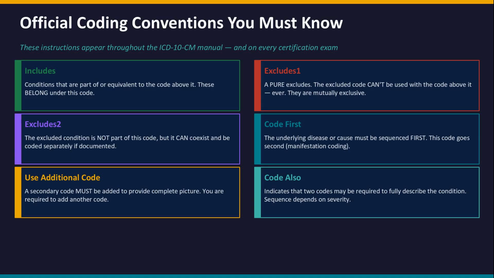Fifth, use additional code. This is an instruction that says you must add a secondary code to capture the full clinical picture. It's not optional. If the guideline says use additional code, you use it. Sixth, code also. This indicates that 2 codes may be needed to fully describe the condition. The sequencing depends on which condition is primary or most severe. I want you to go back through these 6 after this module and quiz yourself. Write out each term and explain it without looking. If you can do that, you've got the conventions locked down.